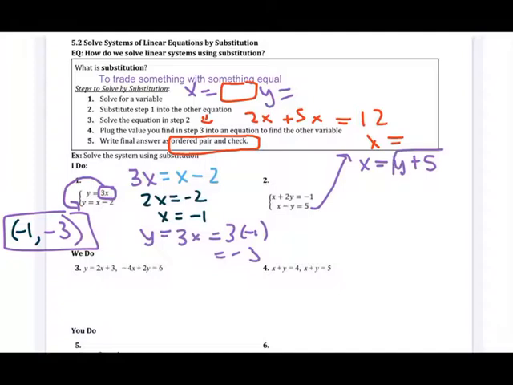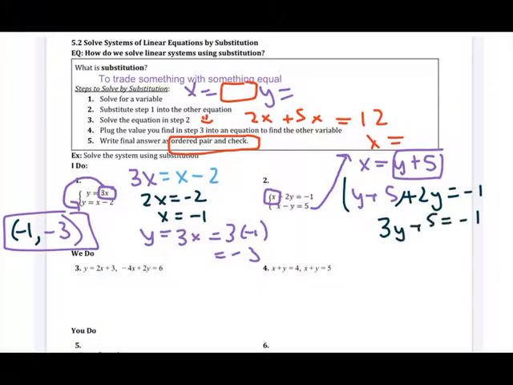So I'm going to take this y plus 5 and plug that in for x in the first equation. So I'm going to have y plus 5 plus 2y equals negative 1. I can combine like terms. y plus 2y is 3y plus 5 equals negative 1. Subtract 5, so 3y is negative 6, which means that y is going to be negative 2.